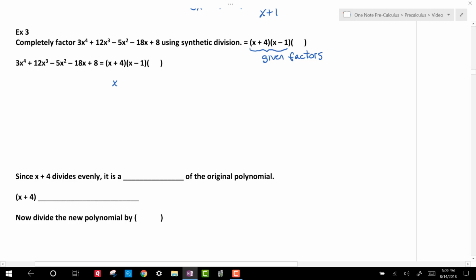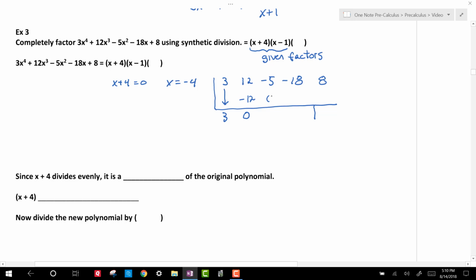We're going to do x plus 4 equal to 0, which implies that x is equal to negative 4. I'm going to take my coefficients from my polynomial. That's going to be 3, 12, negative 5, negative 18, and positive 8. I'll draw my little L-shaped thingamajiggy here. I'm going to give that 8 its own little space for the remainder, which I know should be 0. Drop down the 3. Here we go. 3 times negative 4 is negative 12. So I get 0 right there.